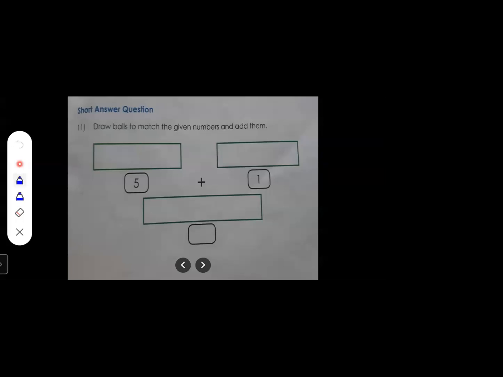Which number is given over here? 5. So draw 5 balls over here. 1, 2, 3, 4, 5. We have to add, means altogether how many balls are there? 1, 2.